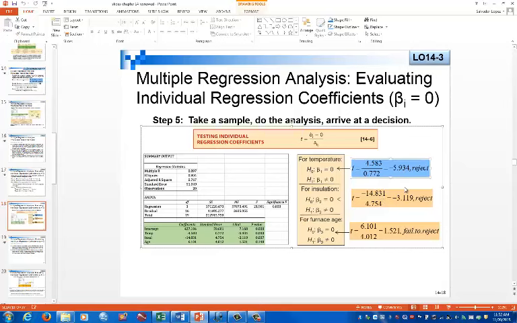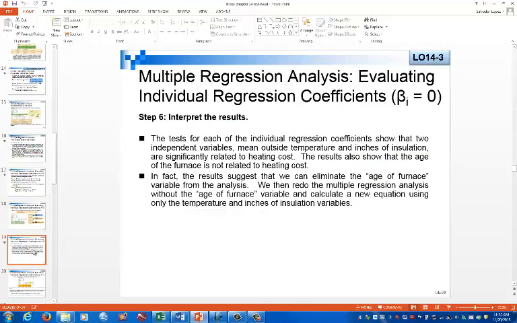So notice the absolute value of the first test statistic is greater than 2.12. The absolute value of the second test statistic is also greater than 2.12. And finally, the third test statistic is not greater than 2.12. So in the first case, we reject the null hypothesis. In the second case, we reject the null hypothesis. And in the third case, we cannot reject the null hypothesis, in the case of age of furnace.